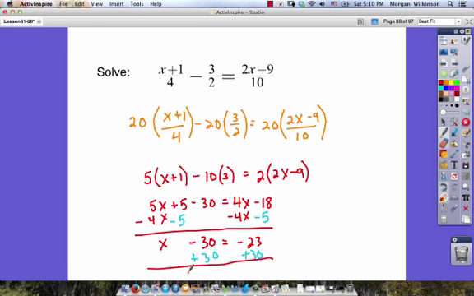Well, we can see x must be equal to, and we've got negative 23 plus 30, that's 7. So x is equal to 7. That's our final answer. Even though this problem looked like the most complex in the beginning, it actually was the only one that gave us a whole number answer.